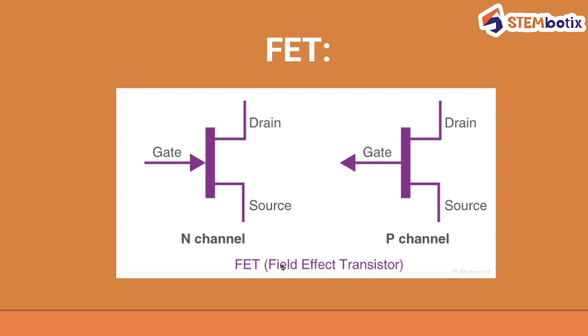So this is how a schematic representation of FET is done. In FET, there are three terminals, namely gate, drain and source. This is N channel, where the signal or current is coming towards the gate. This is P channel, where the signal, voltage or current is going out of the gate.